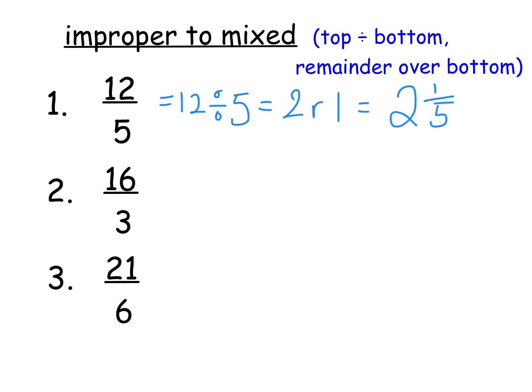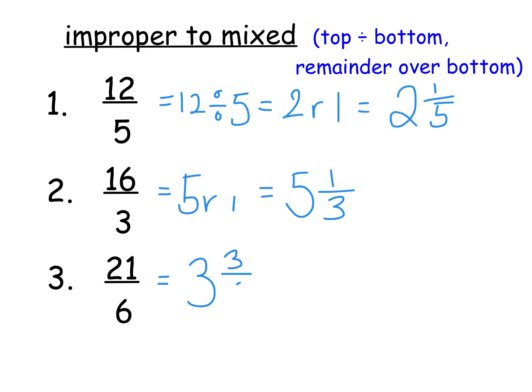The second one, we're going to do 16 divided by 3. 16 divided by 3 is 5 remainder 1, so I'm shortening the working again. And we write the 5 remainder 1 as 5 for your whole number, 1 on the top, and we were talking thirds, so it's 5 and 1/3. And then the last one, 21 divided by 6, goes 3 times, which is 18, leaving a remainder of 3. So you've got 3 and 3/6.